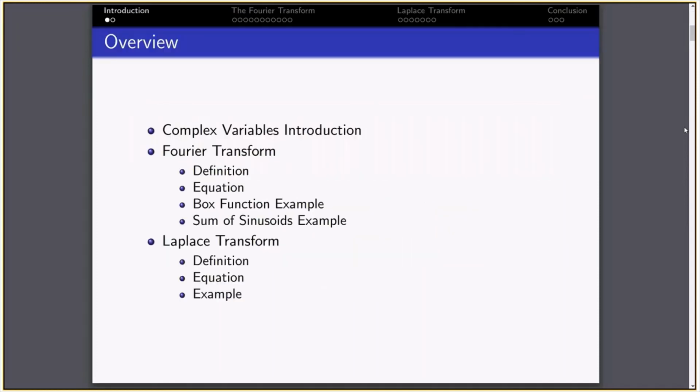So a quick overview of what we're going to be going through here today. We're first going to talk about a little bit of an introduction to complex variables before we get into the materials to make sure that everyone understands some of the things we'll be going through. We're then going to talk about the Fourier transform and specifically look at the definition, the equation, and then two examples, a box function example and a sum of sinusoids example. We will then take a look at the Laplace transform, again specifically looking at the definition and the equation, and then going through one more example.